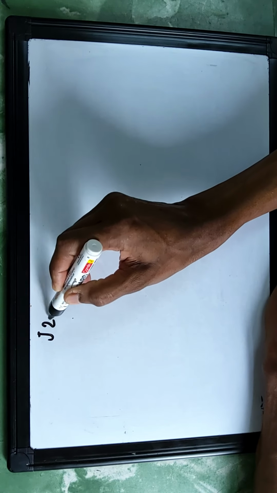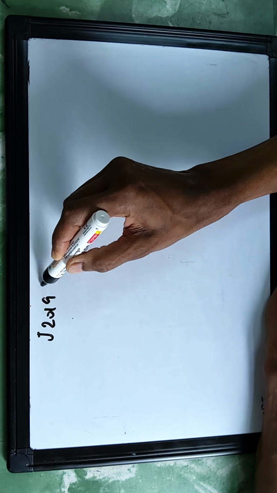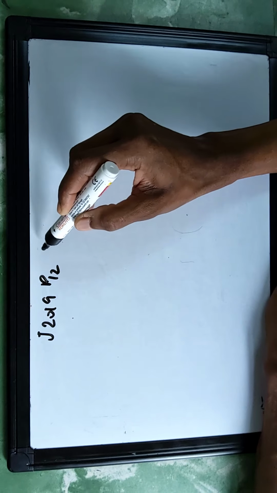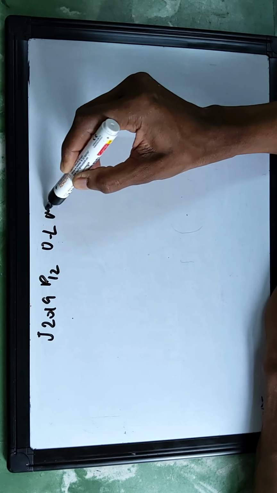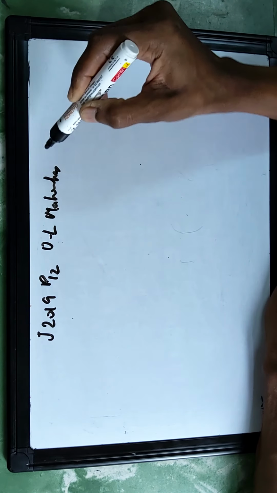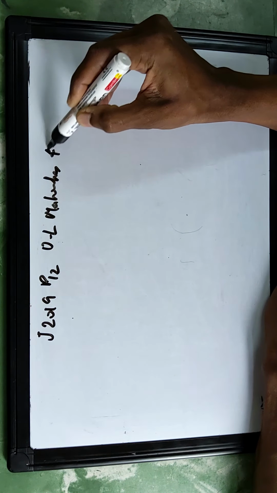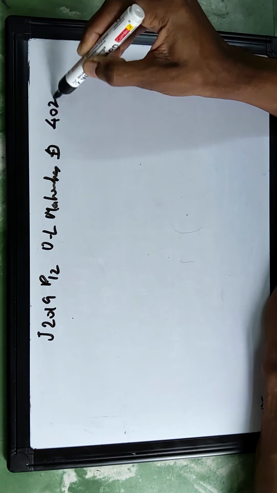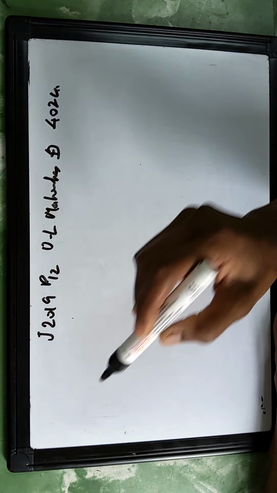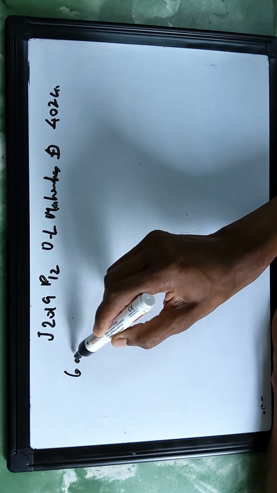June 2019, paper 1-2, O-level mathematics, syllabus D, 4024.